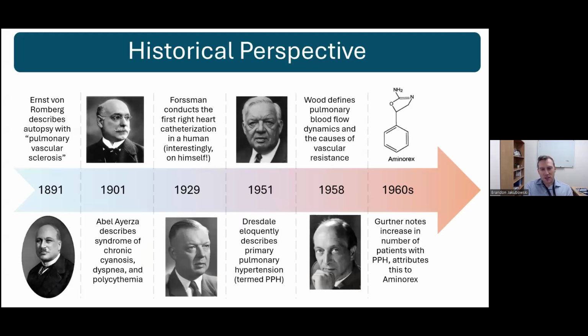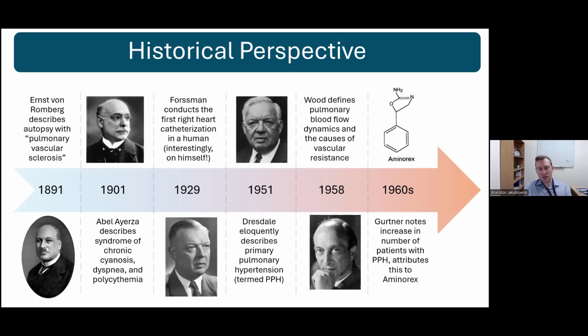The history of PH itself is actually a really fascinating one, and one that is not particularly old either. The first case of pulmonary hypertension was probably recognized in 1891 by Ernst von Romberg, who described an autopsy of a patient with pulmonary vascular sclerosis. About 10 years or so later, Abel Ayerza in Spain described a case series of 10 patients or so that had chronic cyanosis, polycythemia, as well as dyspnea, and had an eponym named after him, Ayerza syndrome, which is probably a cohort of patients that ultimately ended up having congenital heart disease and Eisenmenger's physiology.